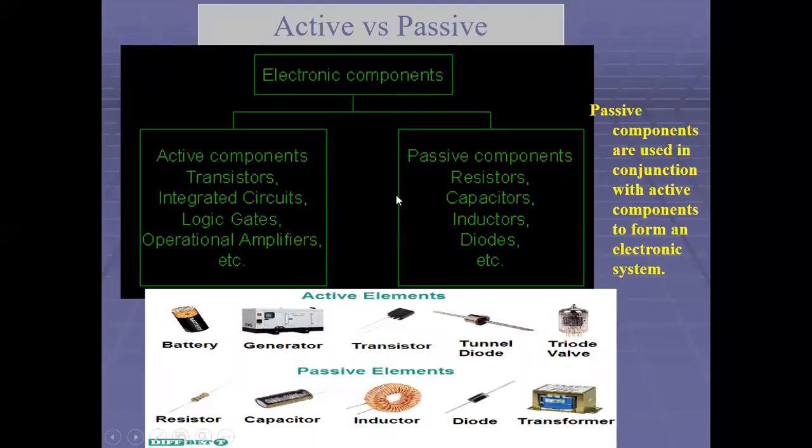So let us see here the comparison of active and passive. Active components are transistors, integrated circuits, logic gates, operational amplifiers, and batteries. Passive ones are resistors, capacitors, inductors, and diodes, as I mentioned. You can see these are the active components, whereas these are the passive. But when we make a circuit or any electronic device, we have to combine both active and passive components to form the electronic device or system.